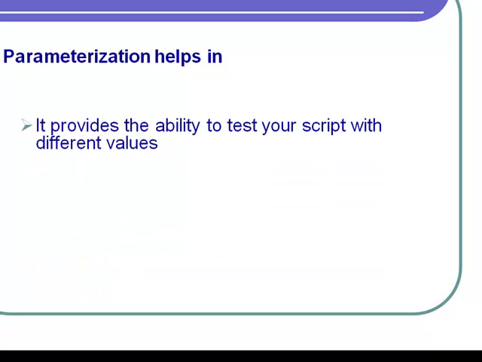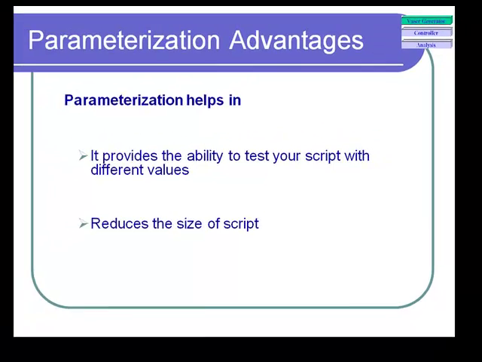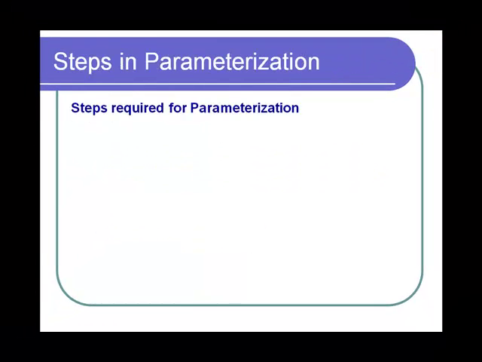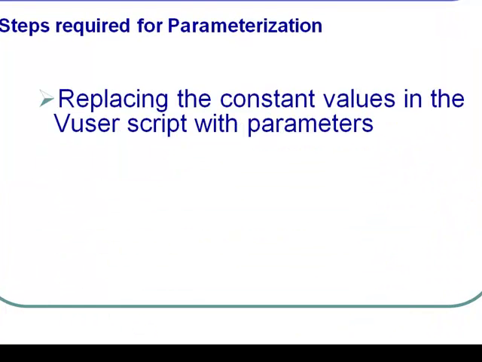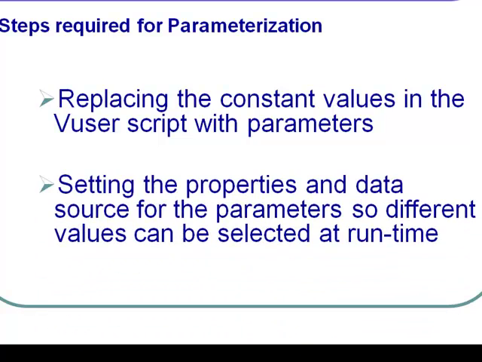So let's look at the advantages here. Parameterization provides the ability to test your script with different values. And second, it reduces the size of the script since it makes your script dynamic. Now let's look at the steps that need to be performed in order to parameterize. Step number one, replace the constant values in the VUser script with parameters. Step number two, set the properties and data sources for the parameters so different values can be selected at runtime.